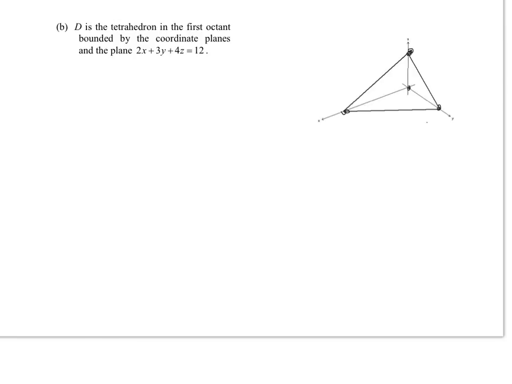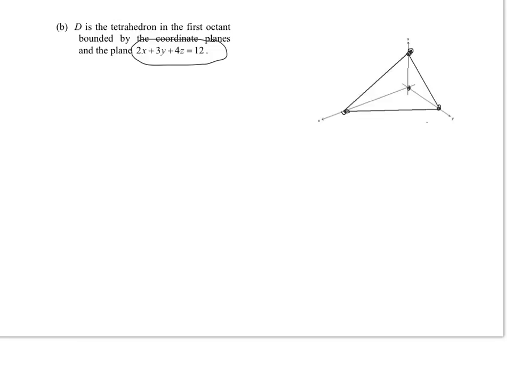Now, this triangle that we're looking at most directly is a portion of the plane 2x plus 3y plus 4z equals 12. And I hope you all agree that that is indeed an equation of a plane, because it just has an x to the first term, a y to the first term, a z to the first term, and a constant term. So you should immediately recognize that as an equation of a plane.